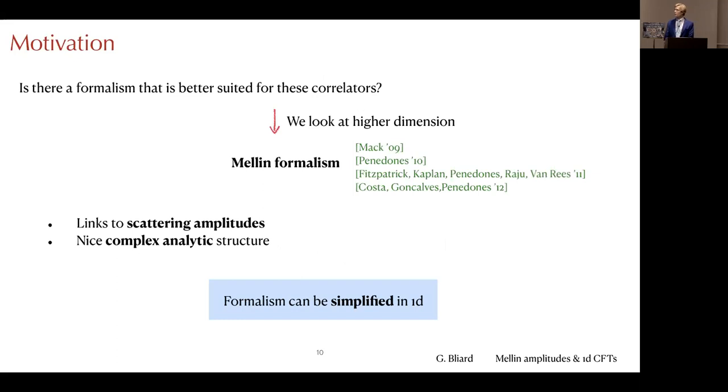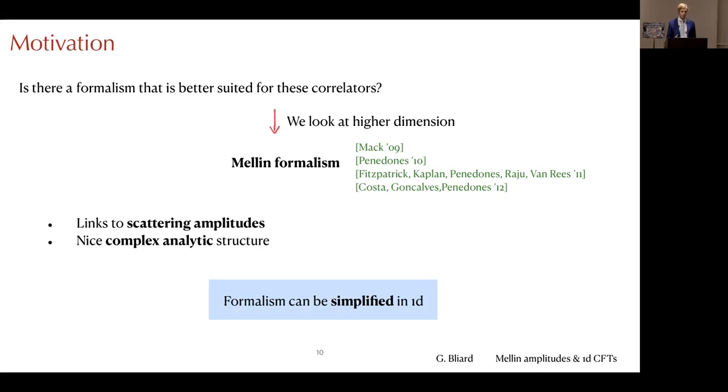So why do we need a one-dimensional Mellin formalism? First of all, the Mellin formalism has provided a plethora of results over the past 10 years. First developed about a decade ago, it has then proven to be a very useful formalism to describe correlators and to compute quantities. The notable advantages of this are the complex analytic structure, and notably the links to scattering amplitudes. These are present mostly through the fact that there are poles, so quite a physical interpretation of poles as the exchange operators in this OPE.